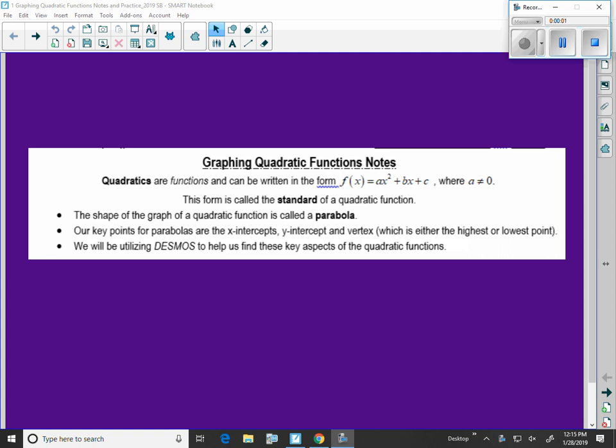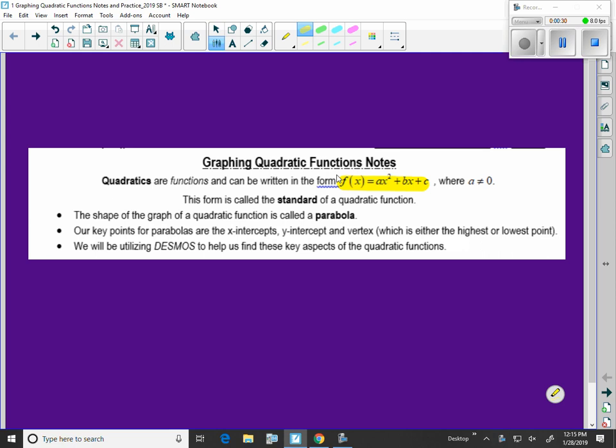x squared functions. They will have x squared in the equation. So it may be, like, look at number 1: 2x squared plus 4x minus 3. That is a quadratic function. The requirement for it to be a quadratic is that it has x squared. The general form, right here, this is our general form: ax squared plus bx plus c is called a quadratic function.